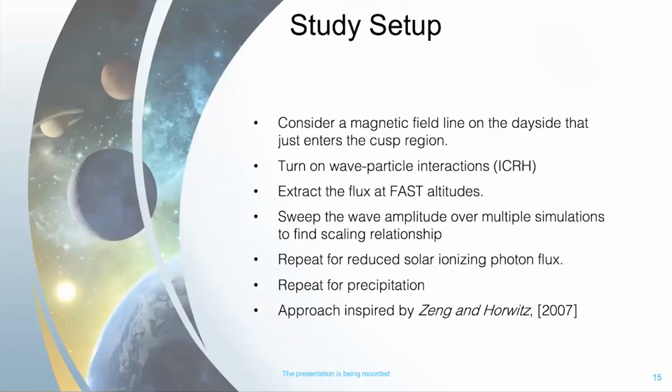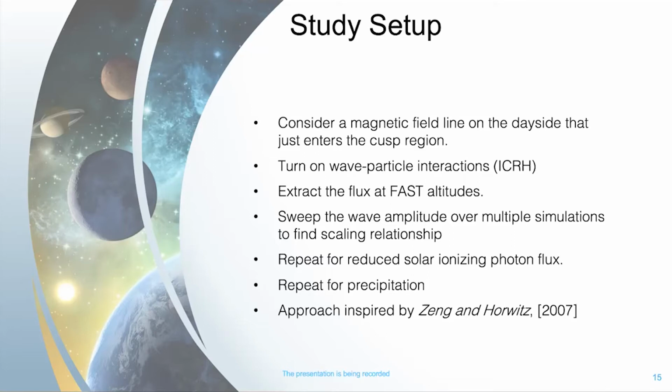Now, in this study, the way we set it up is we're going to consider a magnetic field line on the dayside that's in steady state. It's just going to enter the cusp region. When it enters the cusp region, we're going to turn on wave-particle interactions. In particular, the mode of interaction we're assuming is ion cyclotron resonant heating. We're going to sweep the wave amplitude over the course of multiple simulations. We're going to start with very weak wave power, and we're going to do the simulation again with stronger wave power, and again with stronger wave power. And we're going to see how the outflow scales with that energy input.